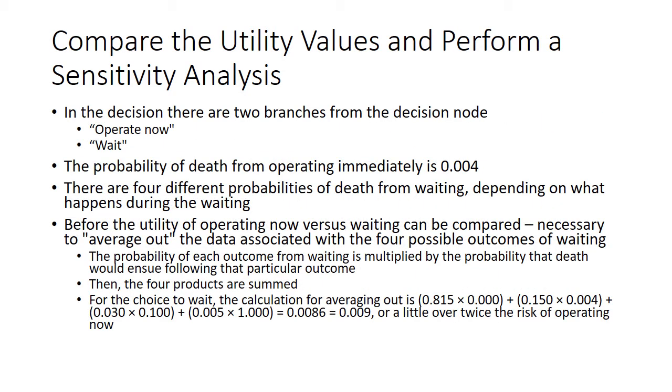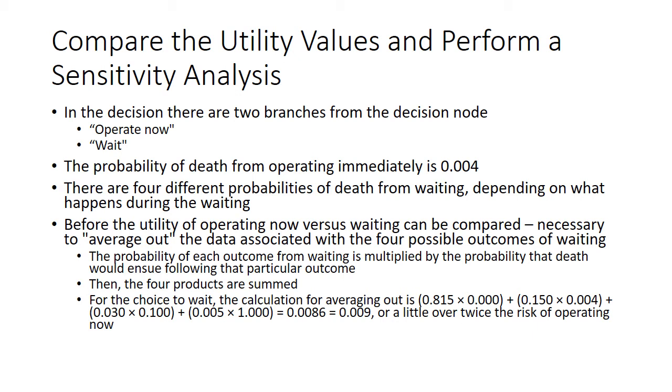One of the ways we can try to compare utilities between these different nodes here is by comparing the overall utility between several outcome options versus this one decision here. So for instance, when we're looking at these two branches of the decision node, we either operate now or we wait. And we mentioned that the probability of death from operating was 0.004. So 0.4% of patients after surgery would die essentially. And we saw that from the wait standpoint, there are 4 different probabilities of death, and there was a different likelihood that each patient would go down that pathway.